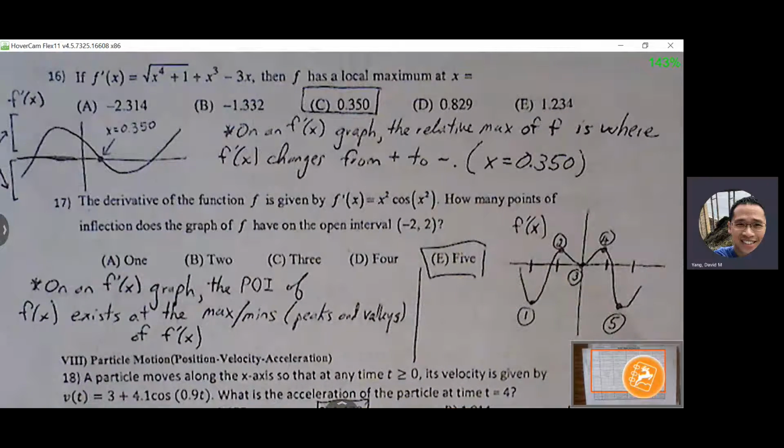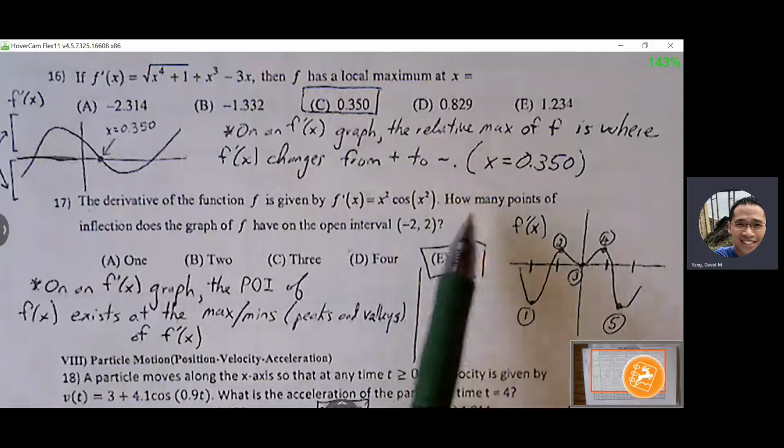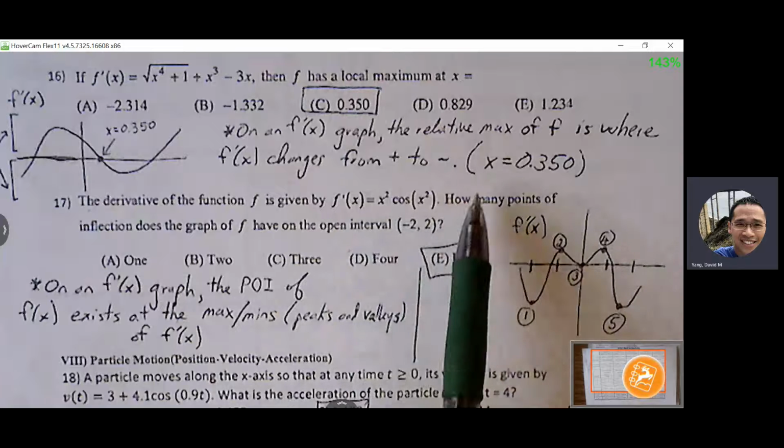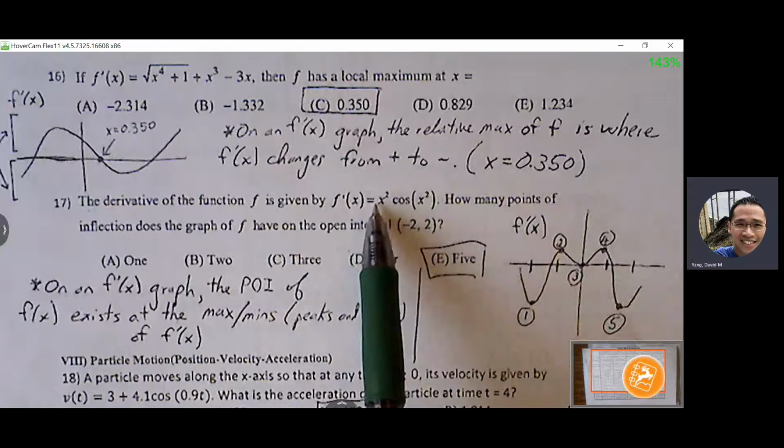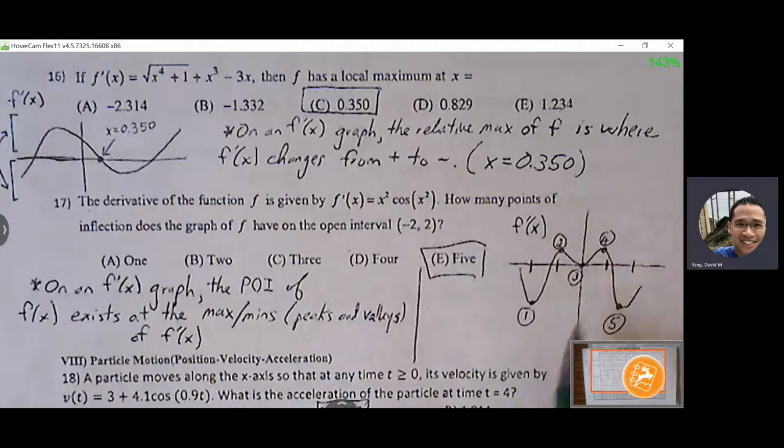Okay, number 17, derivative graph is given. How many points of inflection? A point of inflection on the derivative graph is going to look like the peaks and valleys of your derivative. So you sketch your derivative function in your calculator, and you just count your maxes and mins. I see 5 maxes and mins between -2 and 2, so there must be 5 points of inflection.